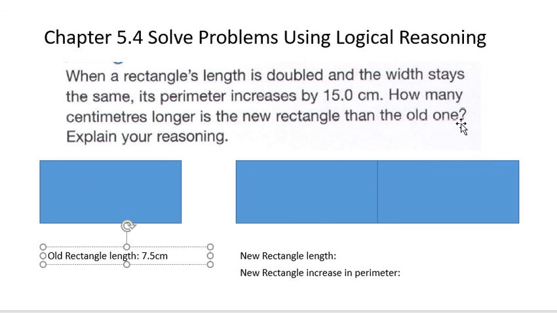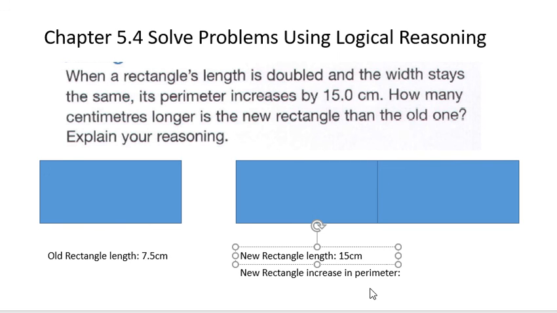So how many centimeters longer is the new rectangle than the old one? The new rectangle length, being 7.5 plus 7.5, is 15 centimeters, and the old length was 7.5 centimeters. This was all done, so now we can answer our question. How many centimeters longer is the new rectangle than the old one? 15 minus 7.5 is 7.5. So the new rectangle is 7.5 centimeters longer than the old one. And that's how we solve this problem.